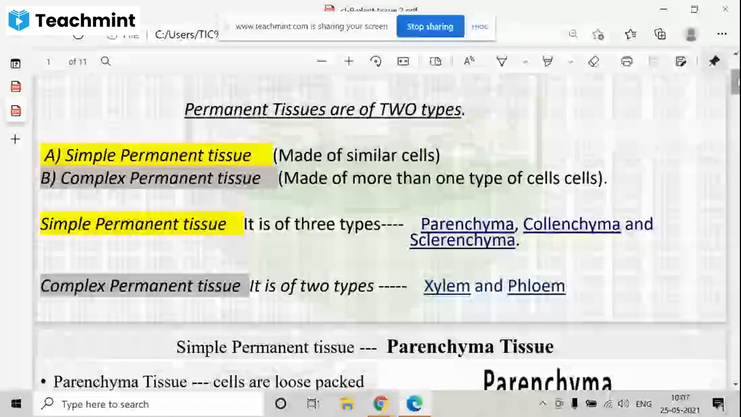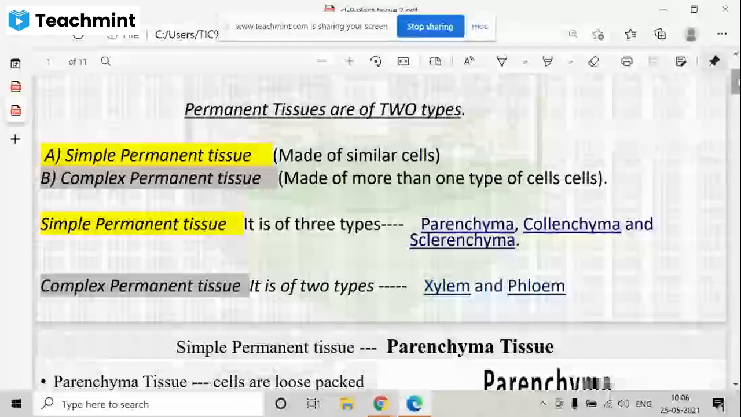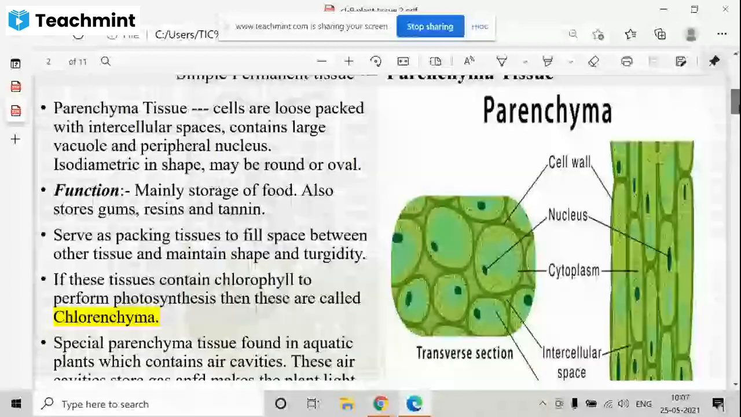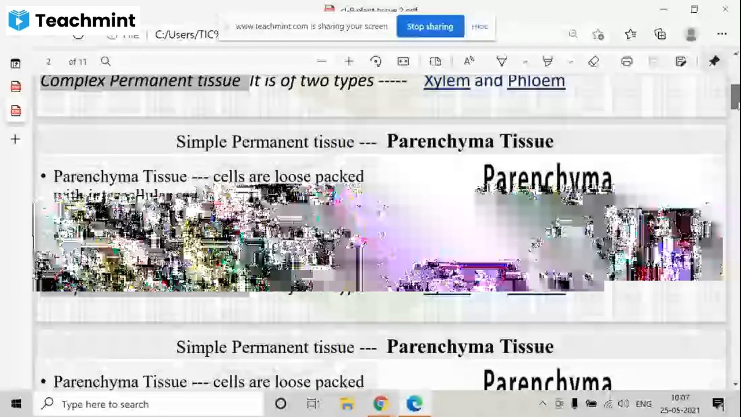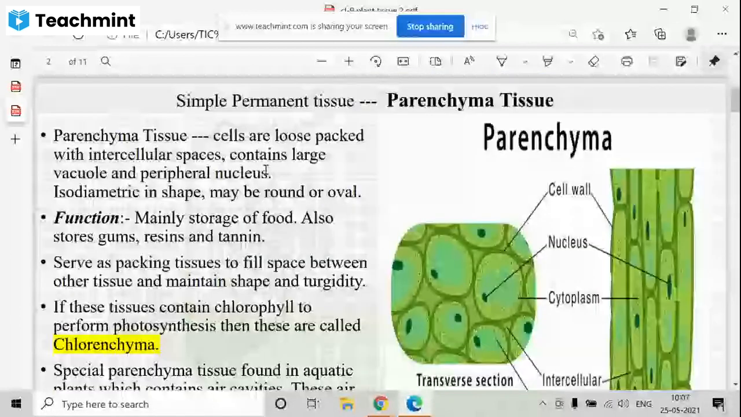Can you proceed? So, to repeat again, permanent tissues are of two types: simple permanent tissue and complex permanent tissue. Simple permanent tissues are of three types: parenchyma, collenchyma, and sclerenchyma. Complex permanent tissues are of two types: xylem and phloem. Xylem and phloem you have already studied in the lower classes, in class 8, even in class 7. Now, let us go to the first one: simple permanent tissues.